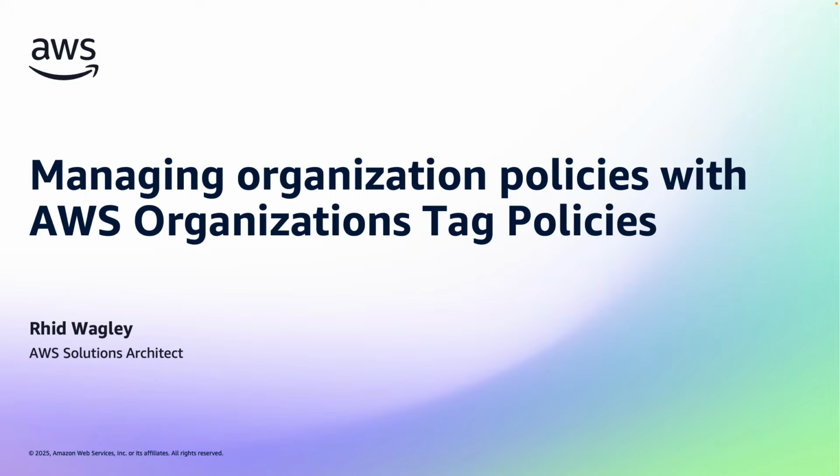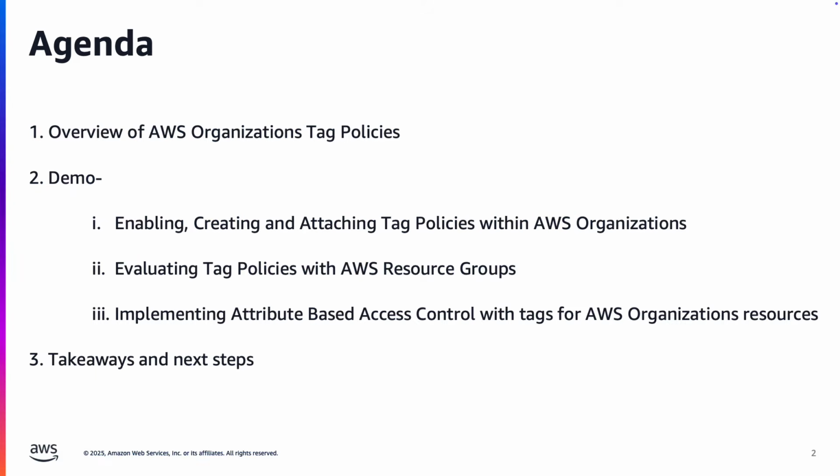Today, we'll explore AWS Organizations Tag Policies. We'll demonstrate how to enable, create, customize, and apply this policy in your organization. We'll also cover enforcing and evaluating policies for organization resources and using tags for attribute-based access control.